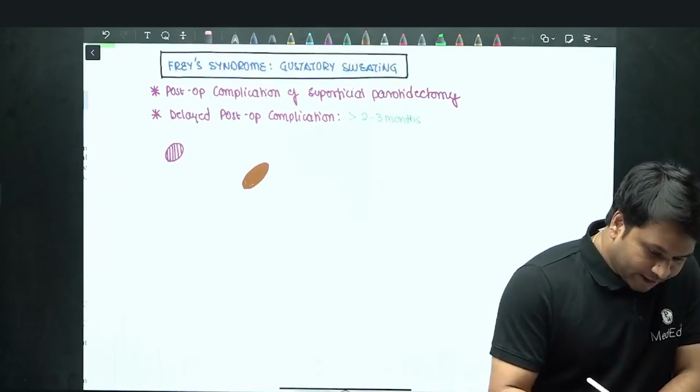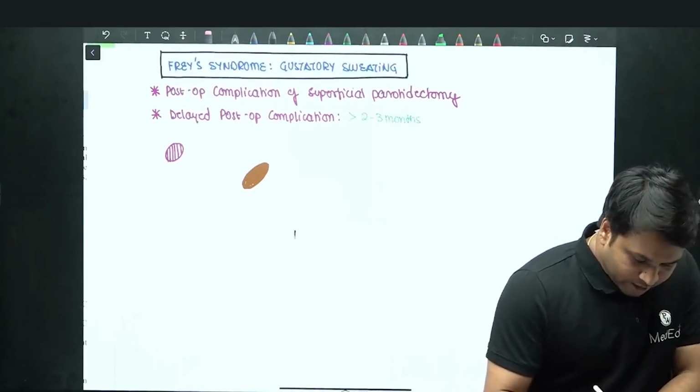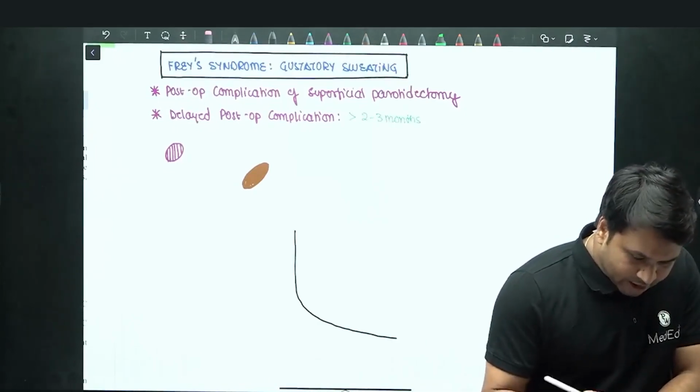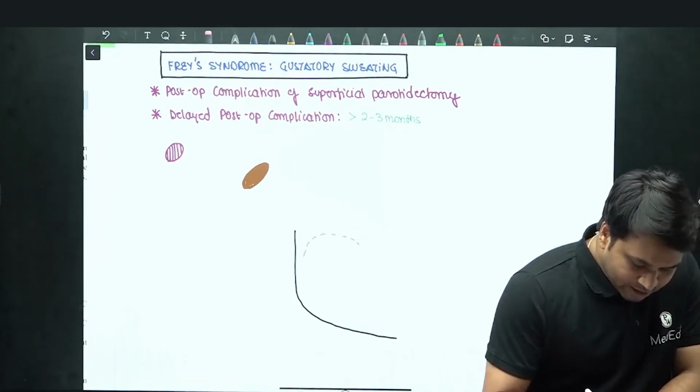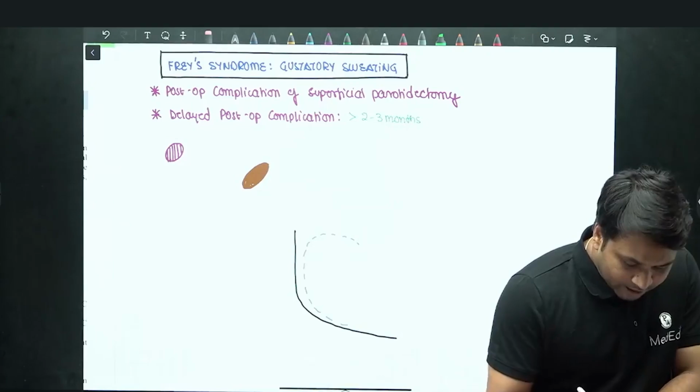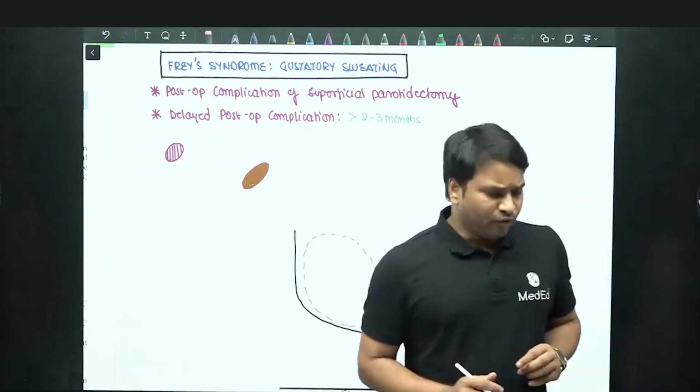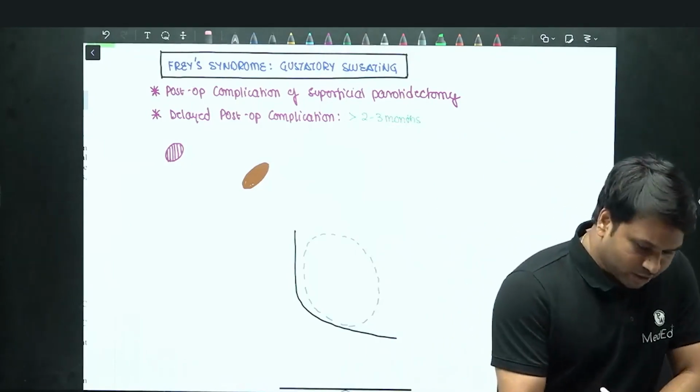And let's say this happens to be the area where the parotid gland is present, and we have done a superficial parotidectomy. That means this part of the parotid gland is removed, right? Just for the sake of orientation. Now, let's understand what is the objective behind it.